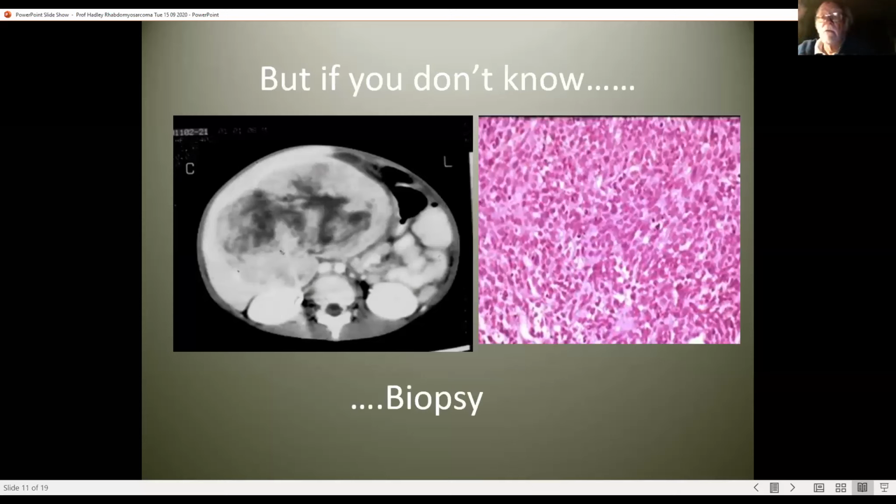And if you don't know, biopsy. Just touch it again, Milan, because this is a rhabdomyosarcoma of the liver. And you don't actually have to have striated muscle in an organ in order to have a rhabdomyosarcoma there, because the myoblasts are distributed throughout the body. If they undergo malignant transformation, then you can have this tumor anywhere. Next slide, please.